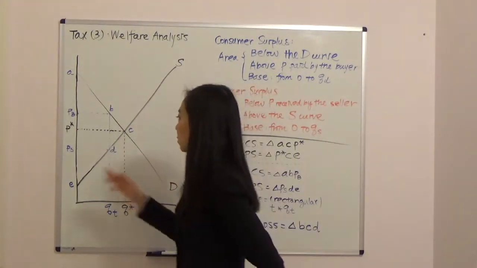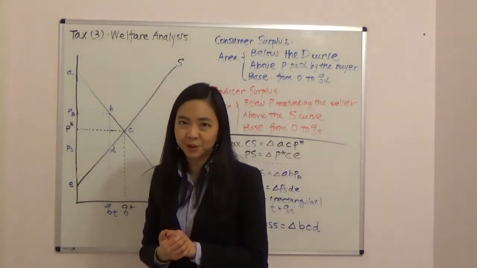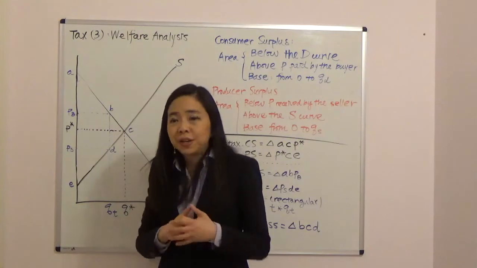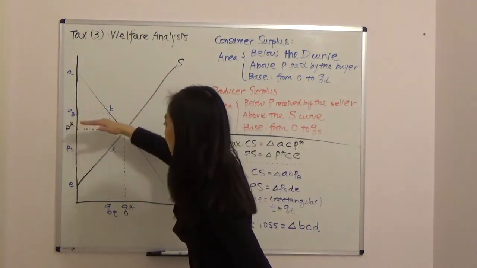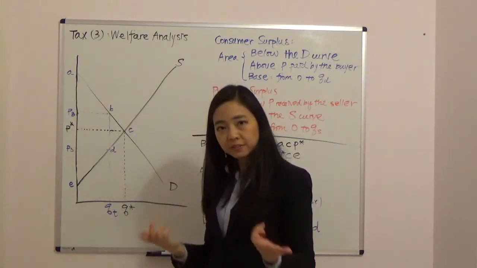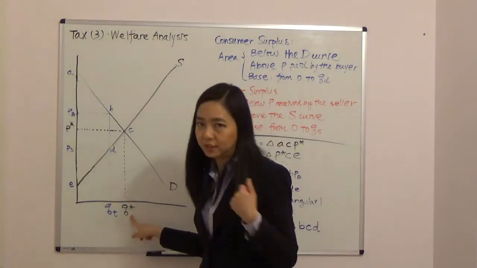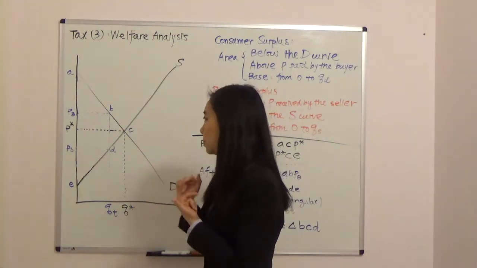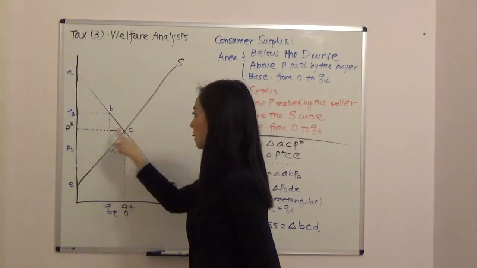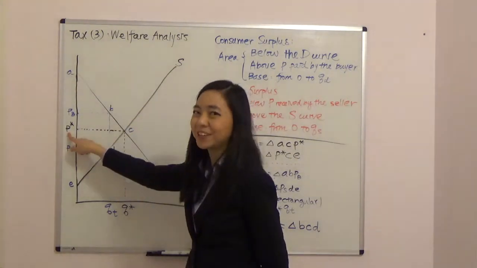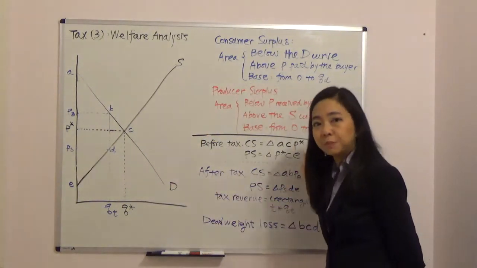So before tax, we know the price paid by the buyer is exactly the same as the price received by the seller. It's P star. So in that case, your consumer surplus is the area below the demand curve, above P star, and the base of the triangle is from 0 to Q star. So that's the equilibrium quantity without a tax. So your consumer surplus is area triangle A, C, P star without a tax. So that's the consumer surplus before tax.